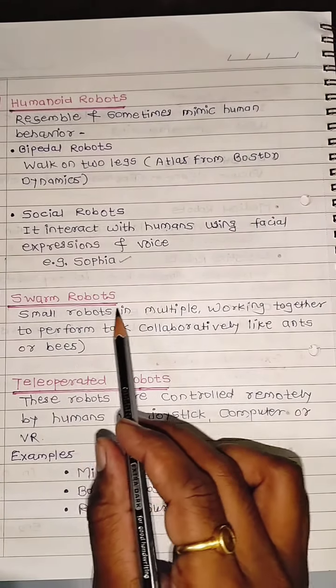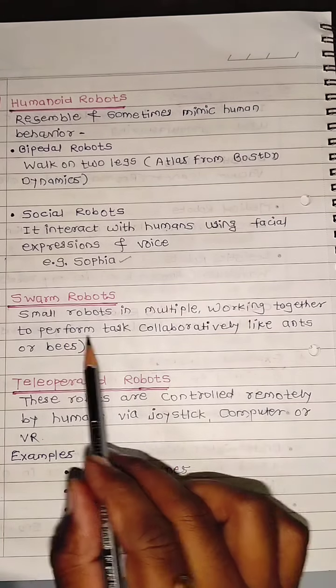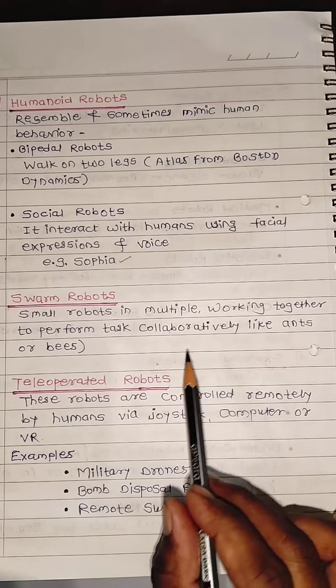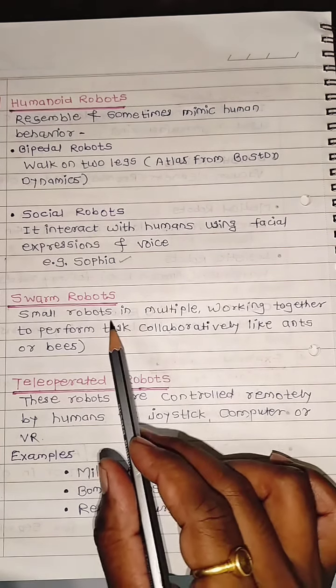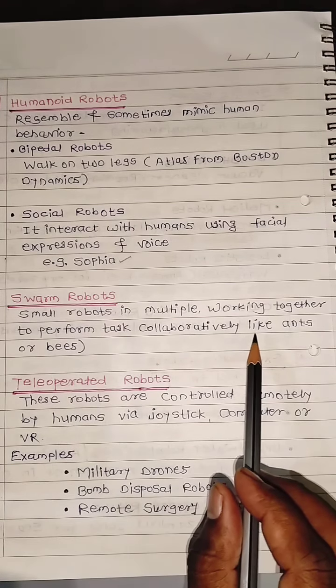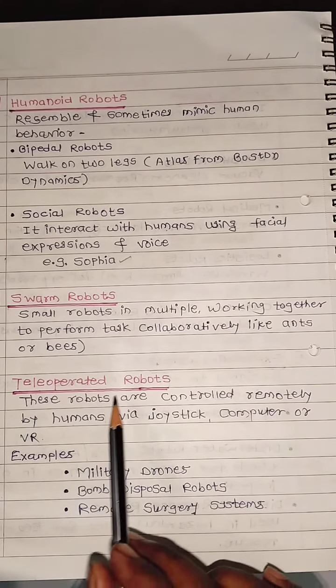The next one is the swarm robot. These are small or tiny robots, multiple of them working together to perform tasks collaboratively. It means no single robot is used here. Multiple robots of a tiny structure, small robots we can say, are used here, like ants or bees. The next one is teleoperated robots.